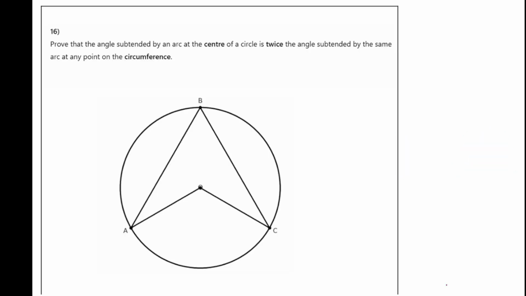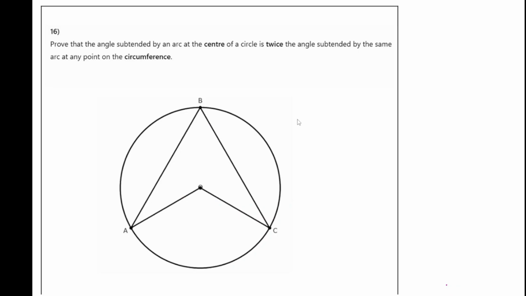Question number 16. Prove that the angle subtended by an arc at the center of a circle is twice the angle at the circumference. So we need to show that this is twice as big as this, which is one of the 7 circle theorems you need to know for GCSE. So let's start the proof.